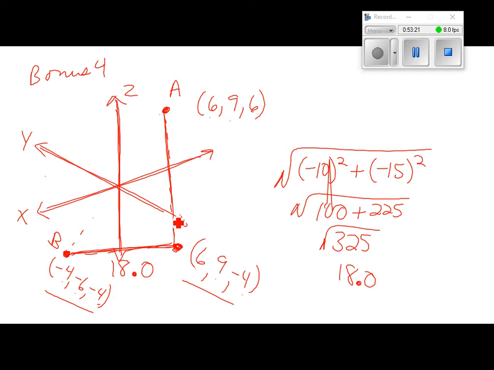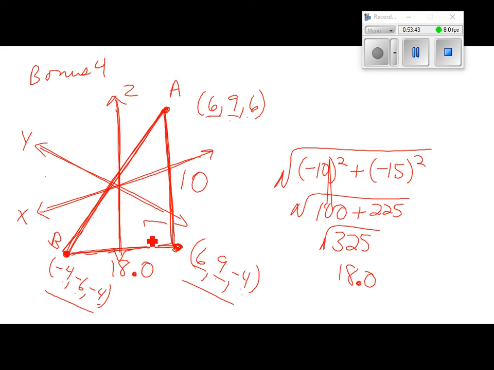This segment we can actually find the length of, because the X's and the Y's are the same, and all we got to do is on the Z axis count how much we go up. So we go from -4 up to 6. Well, that's 10 spaces, so the length of that segment's 10. Neither one of those are what we want. We actually want the distance in space from A to B.